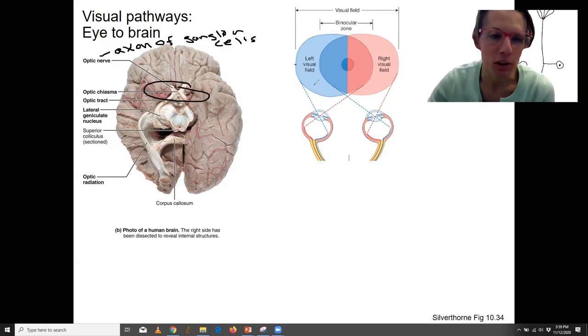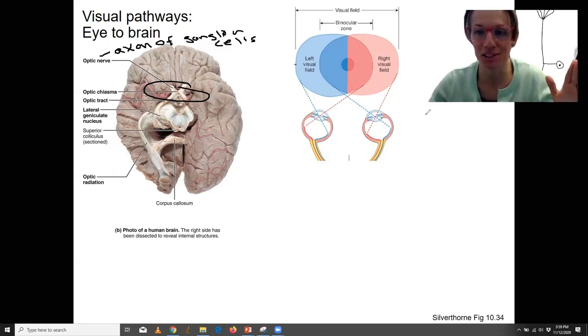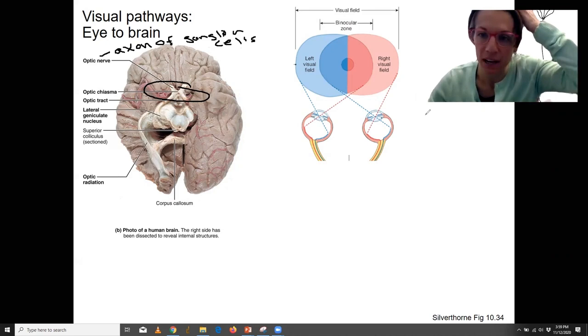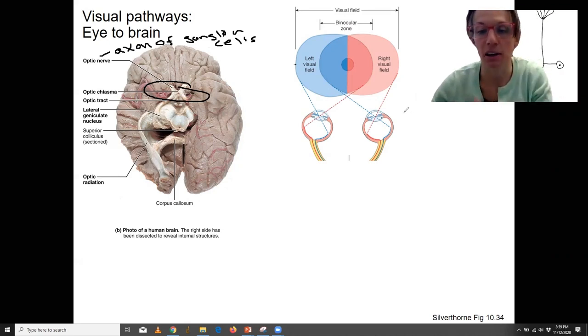So what's cool about vision, well, lots of things are cool about vision, but most sensory information crosses to the opposite side of the brain. Motor information going out also crosses. So the left side of your brain controls the right side of your body and vice versa. For vision, because we have two eyes, it's actually divided into visual fields instead of left and right eyes.